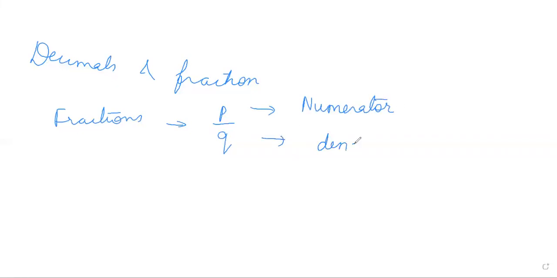Okay, so let's start with fractions. Fractions are numbers which are a part of a whole number. If I say the whole is a single object, then a fraction is the part. We can express a fraction as P upon Q, where P is called the numerator and Q is called the denominator.